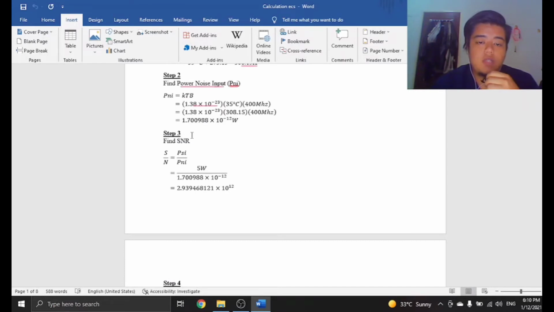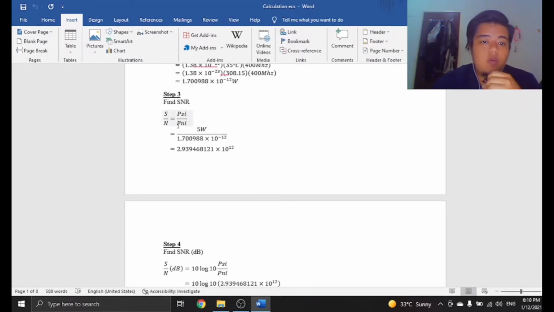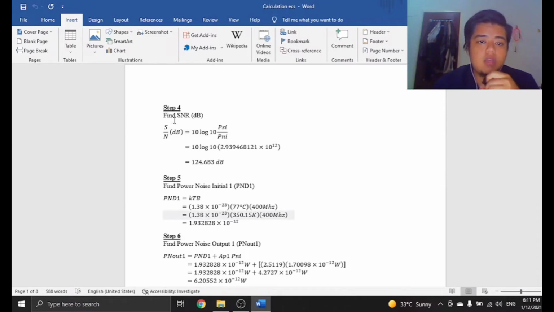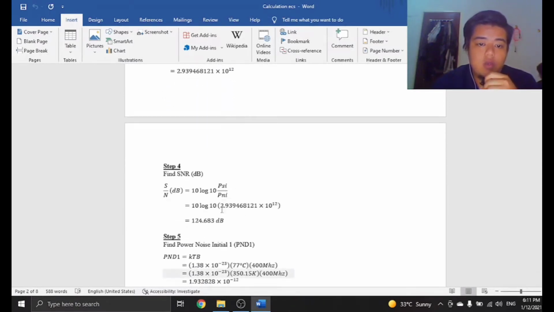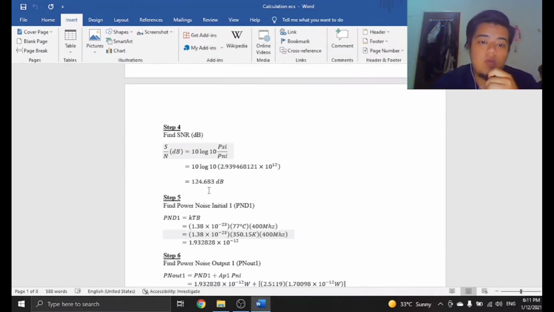Then for step 3, we need to find the SNR. The formula for SNR is S over N equal to the power signal input divided by the power noise input, which is 5 watt divided by the power noise input value. We get 2.939468121 times 10 to the 12. Then step 4, where we convert the unitless SNR into decibel, using 10 log10 of power signal input divided by power noise input. Then we get the answer, which is 124.683 dB.